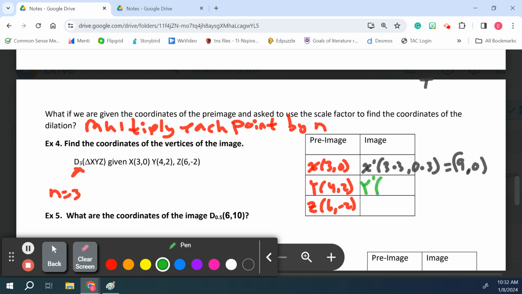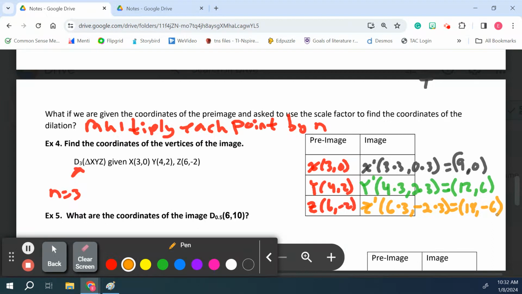We're going to have Y prime, which is going to be 4 times 3, and then 2 times 3. So I'm just multiplying each by 3. This is going to give me Y prime is 12, 6. And then we do the same thing for Z prime. It's going to be 6 times 3, comma, negative 2 times 3. 6 times 3 is 18, and negative 2 times 3 is negative 6. Now, if it's a fraction, use your calculators. Put the parentheses around the fraction and multiply by each individual number.